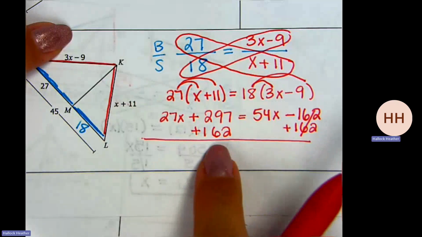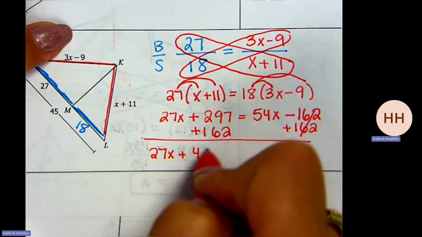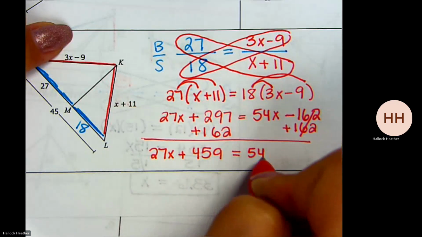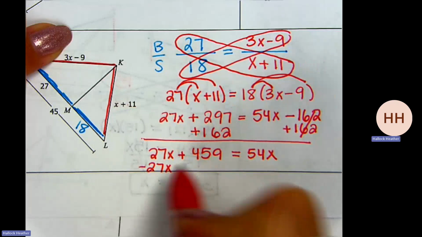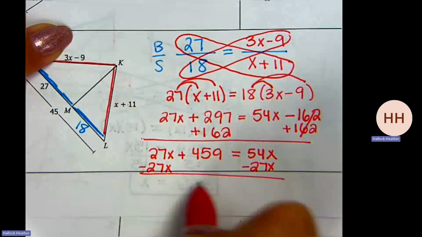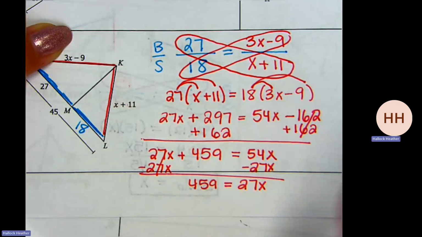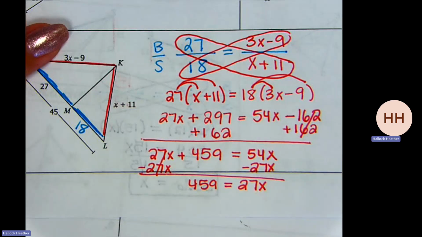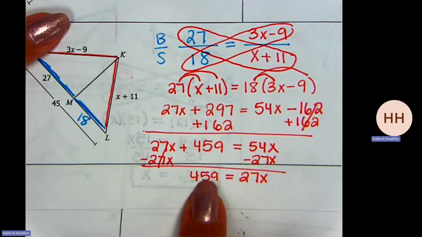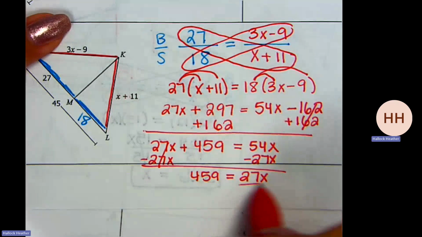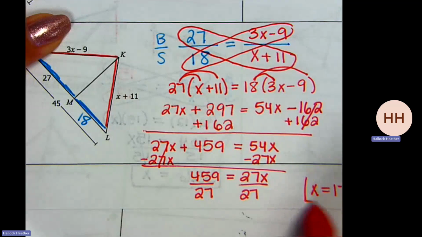So 297 plus 162 gets you 459. And then I have to minus 27x to both sides. So if I subtract 27x, you would get 459 equals 27x. And if you did it the opposite way, you would get the same type of numbers. You would just have negatives. Your negatives will cancel out in the end, though. So you would get negative 27 and negative 459. They would just be switched. So then if I divide by 27 to both sides, that should give you x equals 17.